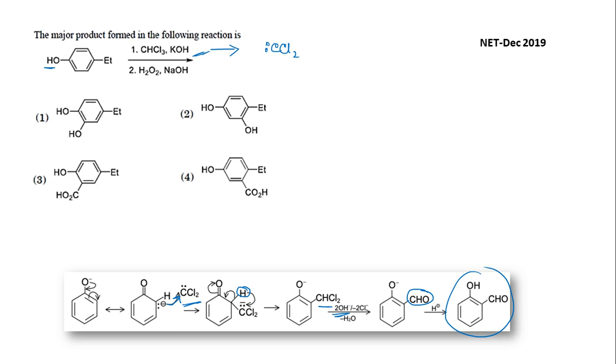So if we follow the same thing, in our case the final product should be OH, ortho position CHO, para position there is already Et. So this is the product of the first.